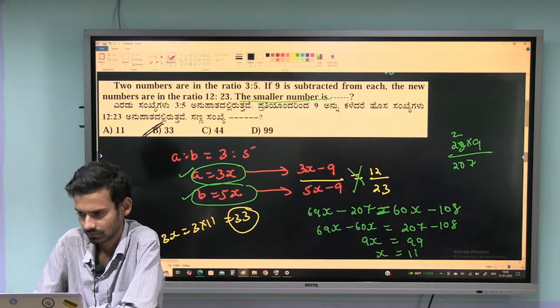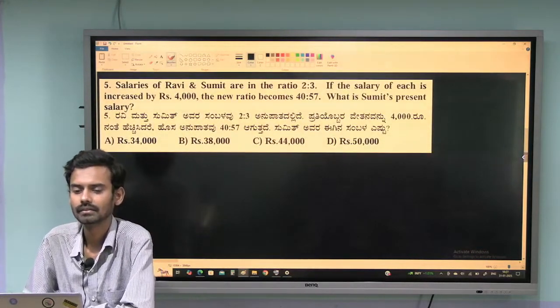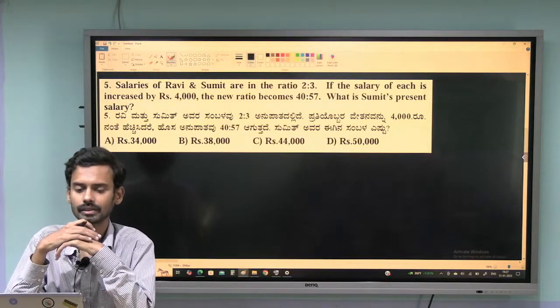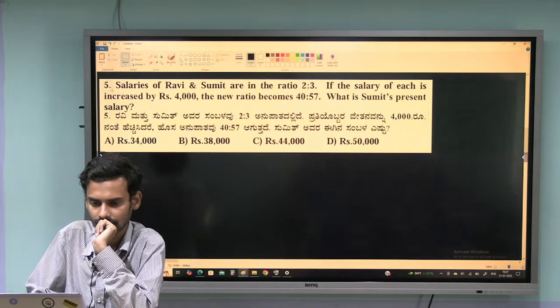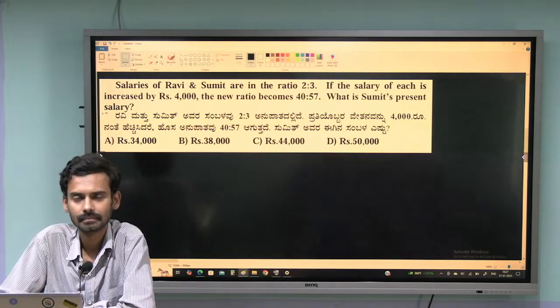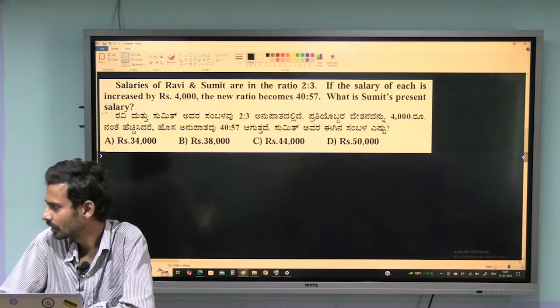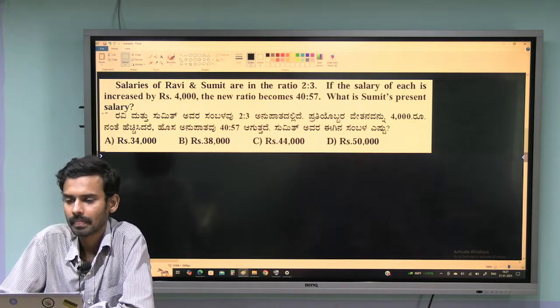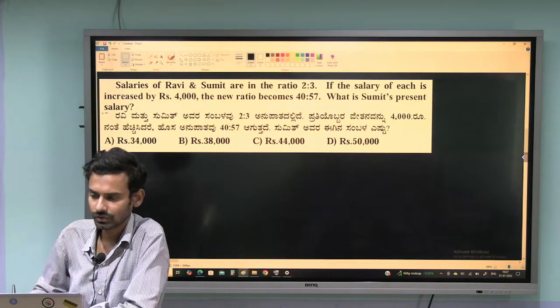Okay. Check the next question. It is very similar to previous question. But instead of numbers, they are giving us salaries. Salary of Ravi and Sumit are in the ratio 2:3. If the salary of each is increased by rupees 4,000, the new ratio becomes 40:57.